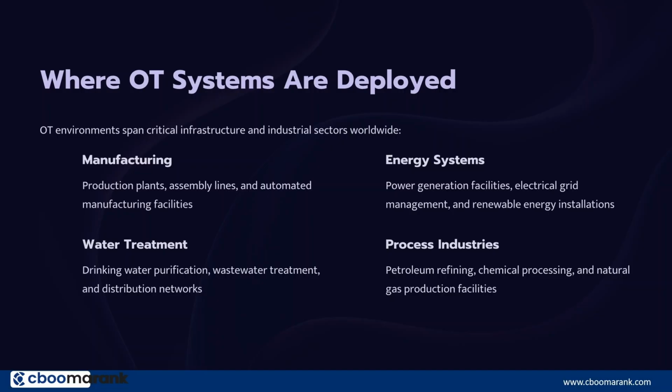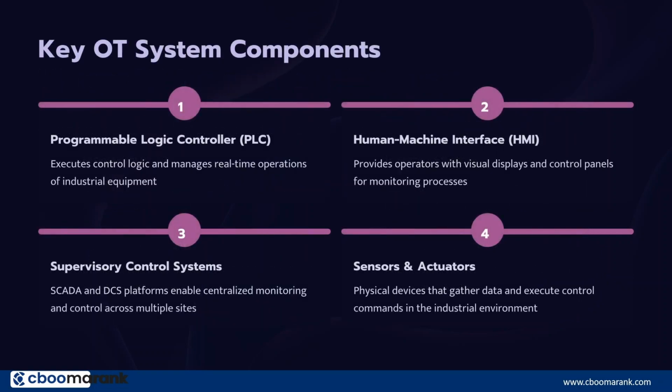And now let's move to the key OT systems and components. What are the key OT system components? An industrial control system consists of several key components. Some of them are listed here. One component is the programmable logic controller, or PLC, which executes the control logic. Another component is the human machine interface, which allows operators to monitor the process and interact with the system.